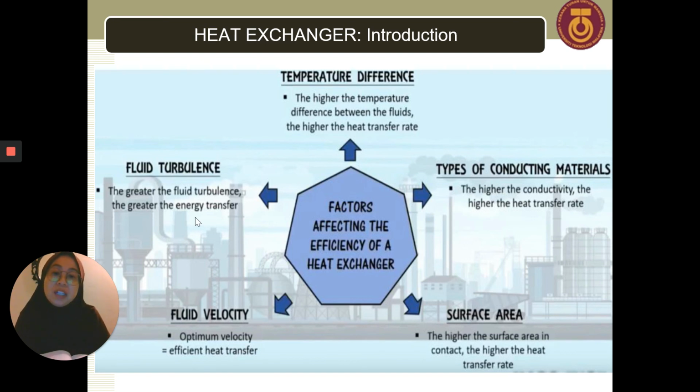And last but not least, the fourth one is the fluid turbulence. Turbulence means you have a well mixed boundary condition. So when this is occurring, that means you will have the greater energy transfer. I hope that so far you understand this slide on the introduction. So let us have a look at the next slide.